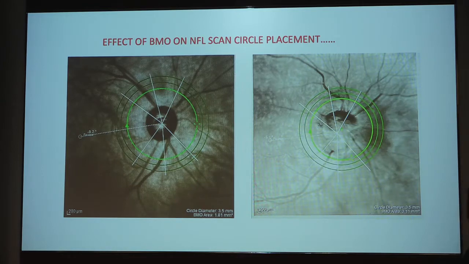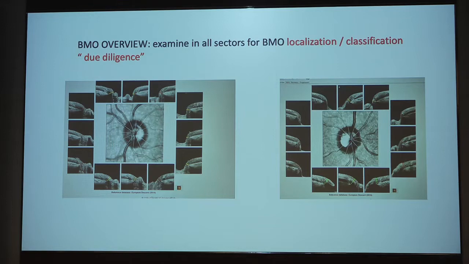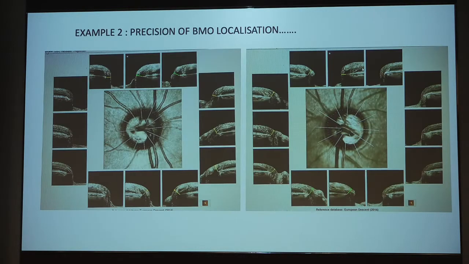So this is a very important clinical correlate of why BMO centration and automation is very important. Now, BMO overview: the examination in all centers, all sectors, and localizing and classifying it is due diligence, without which you should not proceed with the analysis of a particular image. Due diligence is mandatory, otherwise there is no difference between use and abuse.